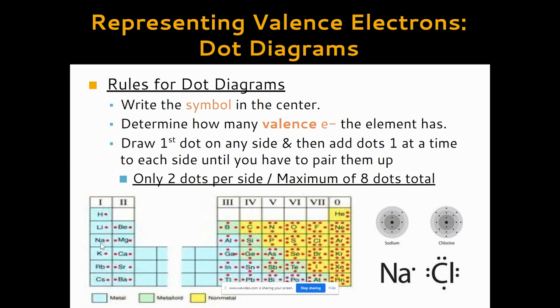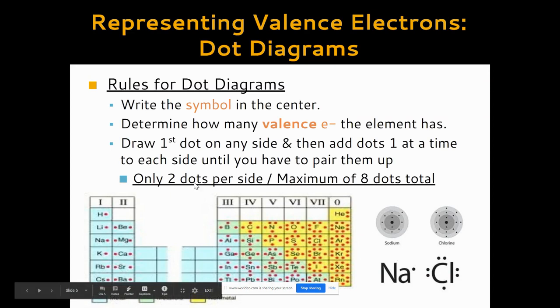Okay. Now, since it only has one valence electron, that's real easy. All we have to do is just draw one dot on one of the sides of the Na, just like we have right here. Since it has one valence electron, that dot right there represents that one valence electron. So however many valence electrons we have, that is how many dots we need to put around the symbol.